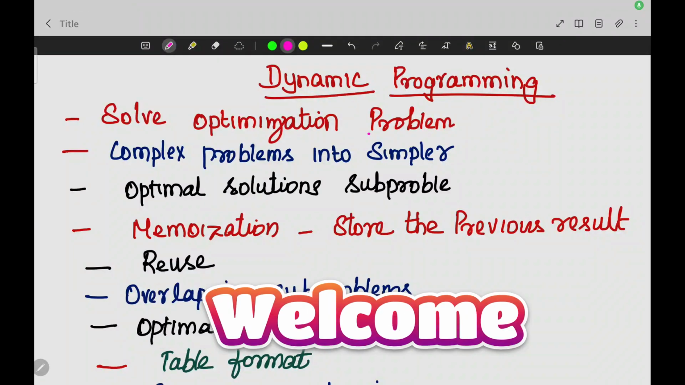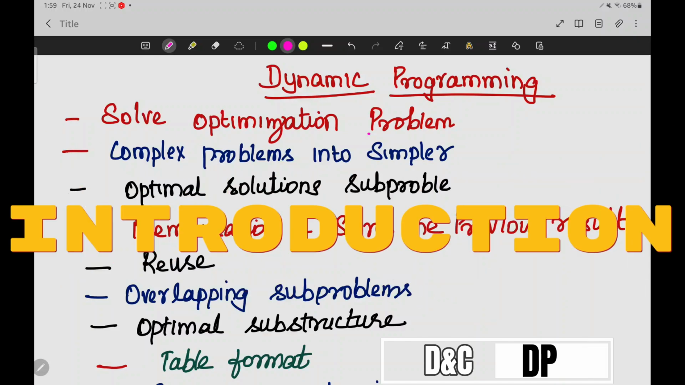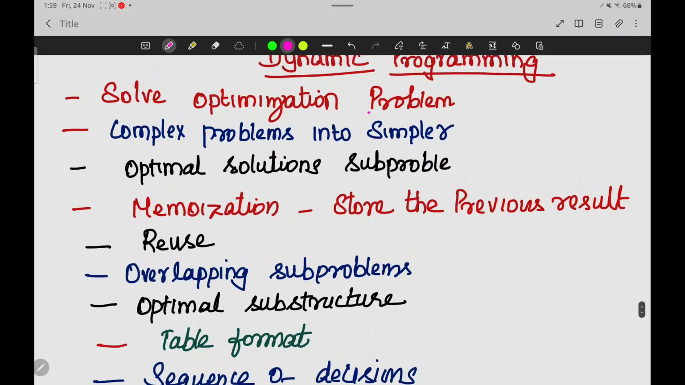Hi everyone, welcome back to DAS series. Already we have completed the divide and conquer concept. Today we are going to start a new concept, dynamic programming. In the introduction part itself, we will be able to identify the difference between divide and conquer and dynamic programming. So here is the introduction part of dynamic programming.